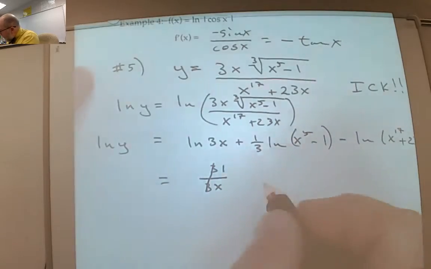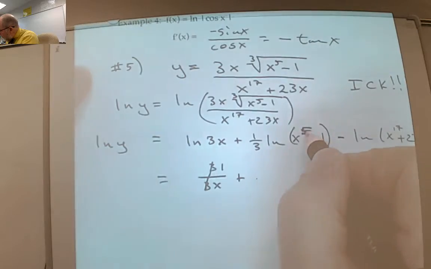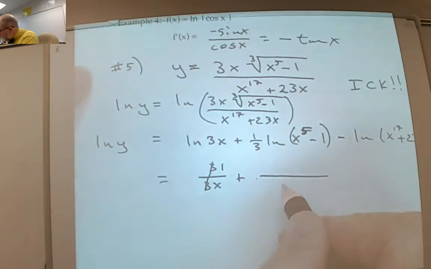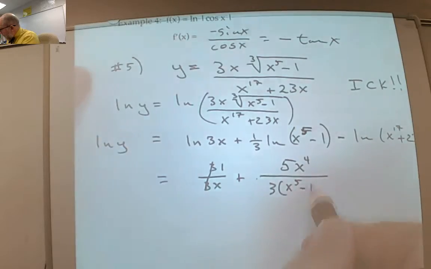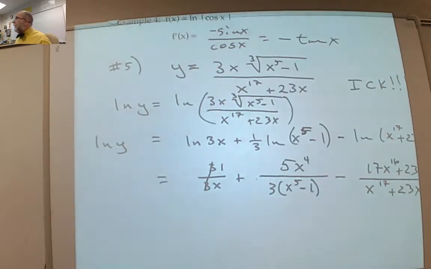Okay? What about this? Plus 5x to the 4th on top, over 3 times x to the 5th minus 1. Very good. Minus what? 17x to the 16th plus 23 over x to the 17th plus 23x. Okay? You're halfway there. That wasn't bad, was it? Would you agree? That wasn't bad.